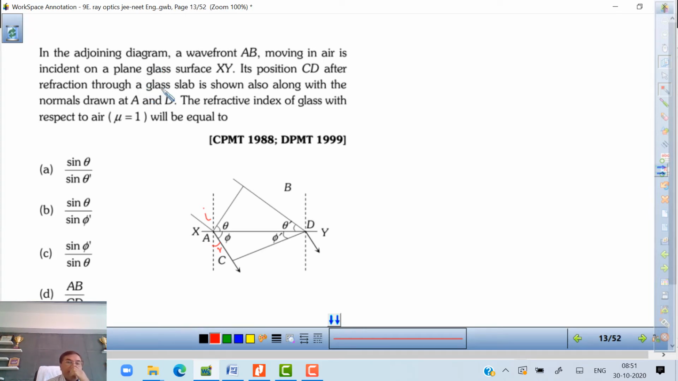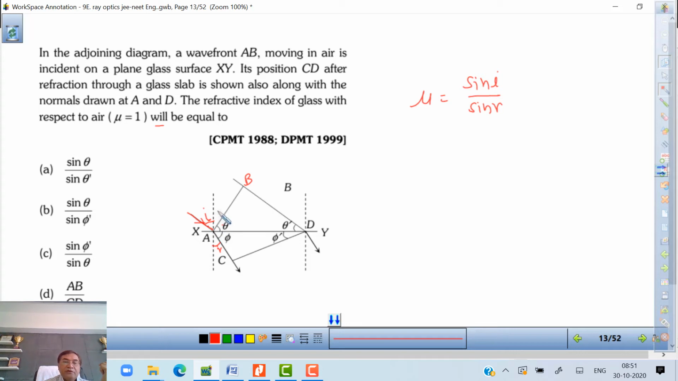In the adjoining diagram, a wavefront AB, this અહીંયા B હોવું જોઈએ, in air is incident on the plain glass surface XY, its position CD after refraction through a glass slab is shown also along the normal drawn A and D. Okay, બધું બતાવેલું છે અહીંયા આગળ. The refractive index of the glass with respect to air will be, તમારે mu શોધવાનું છે. So mu we know that sin I upon sin R. This is very simple. But I angle, this is the angle of incidence, this is angle of refraction.